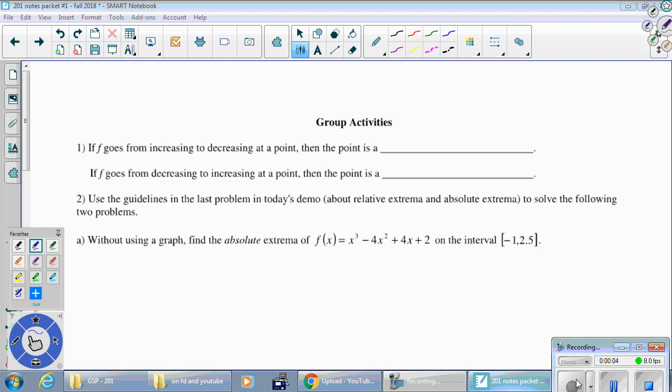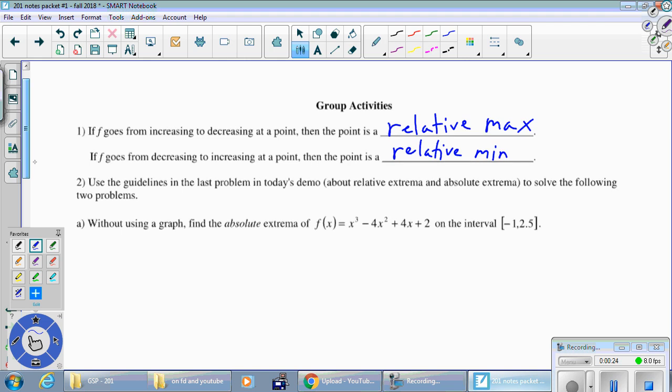Lesson 7, activities. If f goes from increasing to decreasing at a point, then the point is a relative or local max. If f goes from decreasing to increasing, then the point is a relative or local min. This is just another way to say the last theorem from the demo today.